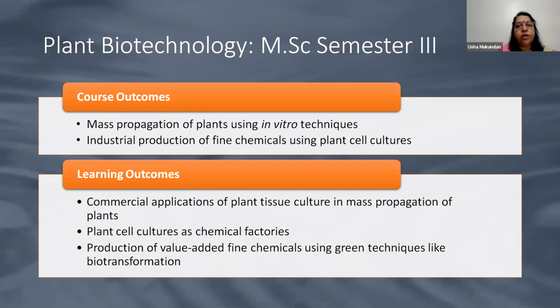So as a postgraduate student, depending on your avenues, you can join a teaching profession, or go to a research institute, or join an industry. So there are different types of skill sets which you have to acquire. Now, when you study this paper, the main course outcome we are looking at is that you will learn about mass propagation of plants using in vitro techniques.